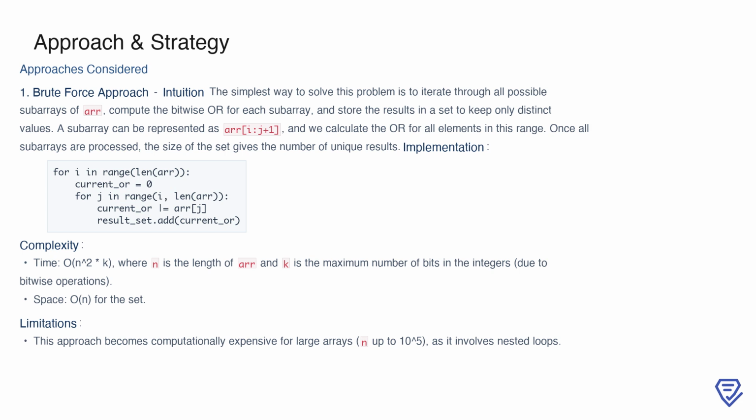The outer loop selects the starting point of the subarray, and the inner loop extends the subarray while updating the current OR value. However, this approach has significant limitations. The time complexity is quadratic, O(n² * k), where n is the length of the array and k is the maximum number of bits in the integers, making it computationally expensive for large arrays. Additionally, the space complexity is O(n) for the set. Therefore, while this method is simple and intuitive, it becomes impractical for larger input sizes due to its inefficiency.